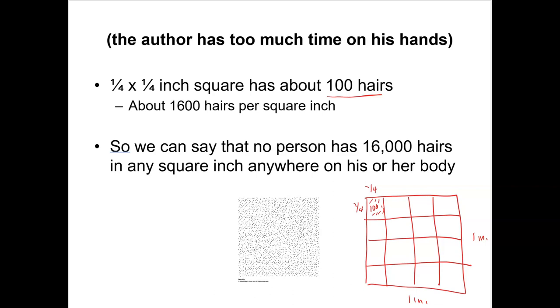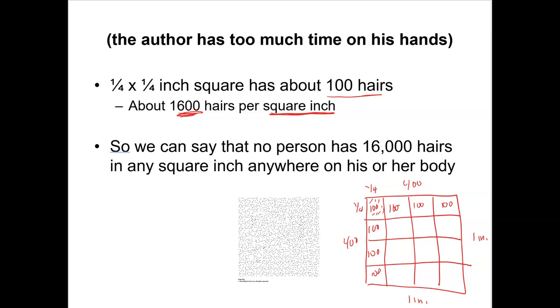So if we wanted to know a full square inch, which is an inch by an inch, it would be like 100, 100, 100, 100, and so on. So we could say, okay, that's 400 by 400. That's about 1600 hairs. Now, maybe you're thinking, how could you possibly know that?